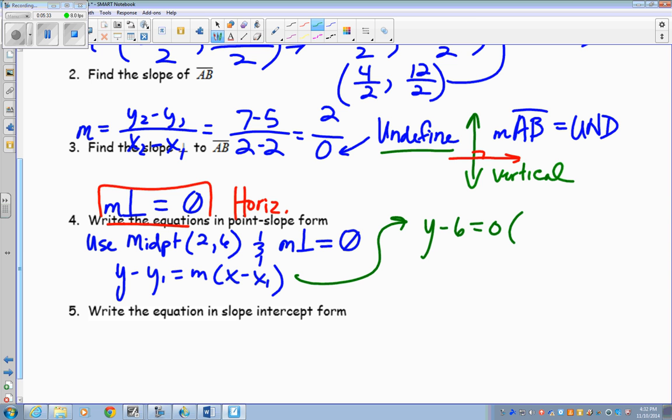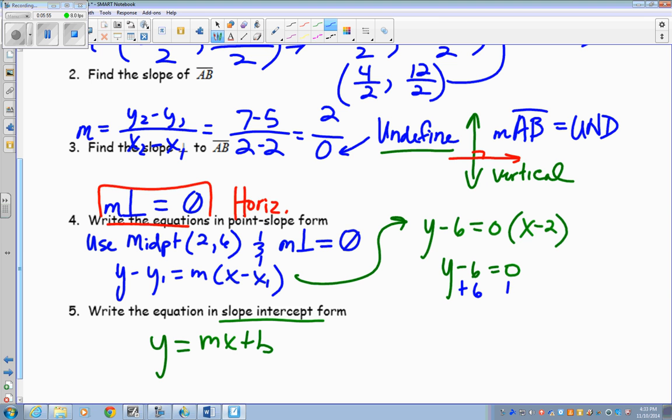y minus 6 equals 0 parentheses x minus 2. And we are going to distribute because we want it in slope-intercept form. Well, anything times 0 is 0. So basically we have y minus 6 equals 0. And we want it in slope-intercept form, which means we're solving for y. The y has to be by itself. So if I'm going to solve for y, I add 6 to both sides. And I would get y equals 6.